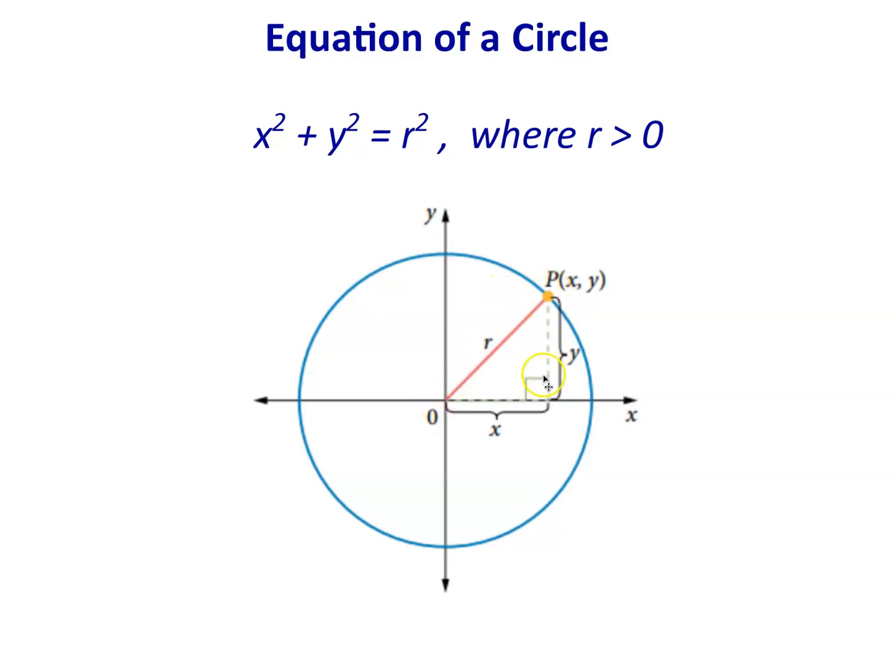What we have here is a right-angled triangle, and x and y are the two legs, and the radius is the hypotenuse. So Pythagoras basically says x squared plus y squared equals r squared. So overall, the derivation of this formula is pretty easy.